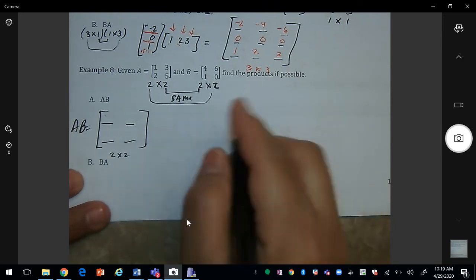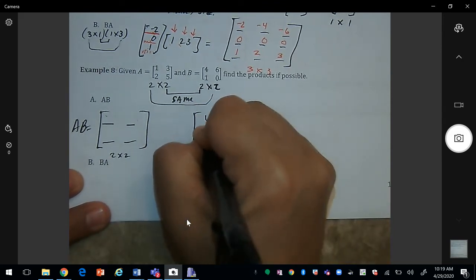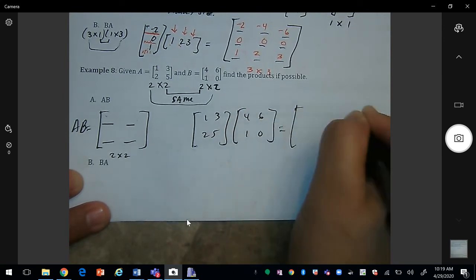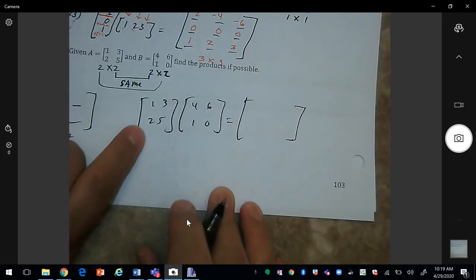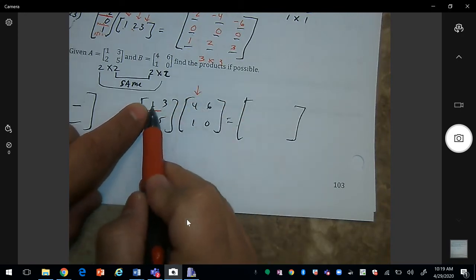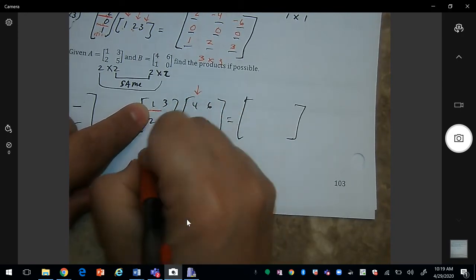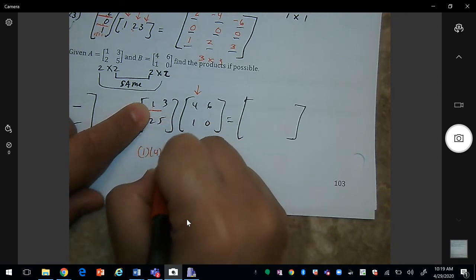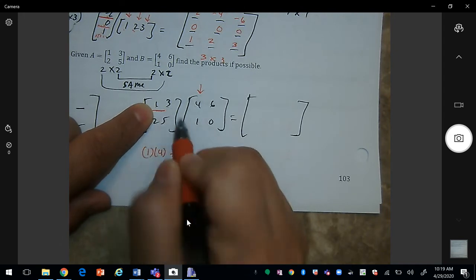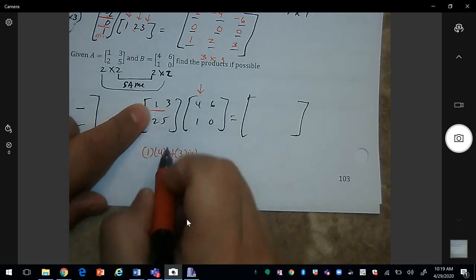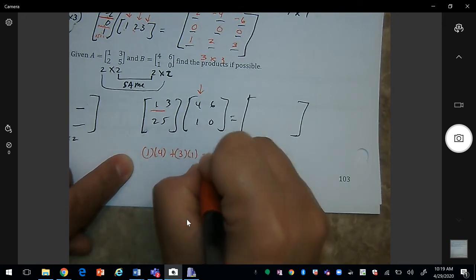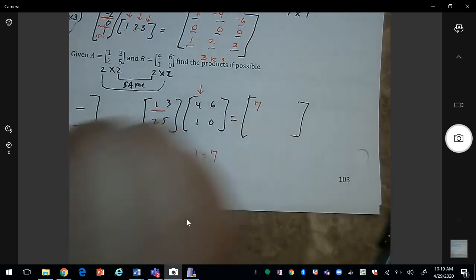So let's go ahead and multiply these. We have 1, 3, 2, 5 times 4, 6, 1, 0. So first, we look at the first row and then the first column. So 1 times 4, plus, notice there's another number in that column, so we're going to have to say 3 times 1. And so we add this: 1 times 4 is 4, 3 times 1 is 3, so that will be a 7. So that's going to be our first entry here.